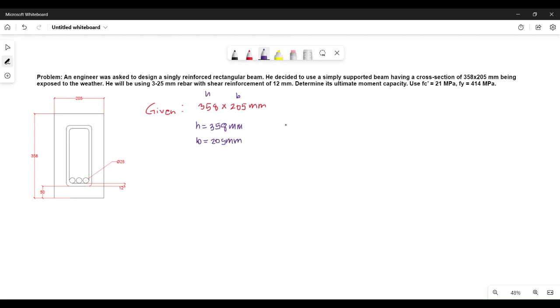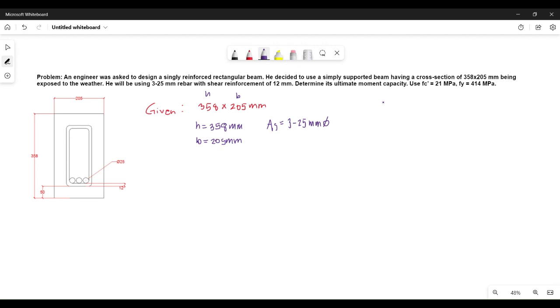Next, what other givens do we have? It says here he will be using 3 to 25 millimeter rebar. So the 3 to 25 millimeter rebar is our area of tension reinforcement. This is As equal to 3 to 25 millimeter. That is our area for our tension reinforcement. This is our diameter.